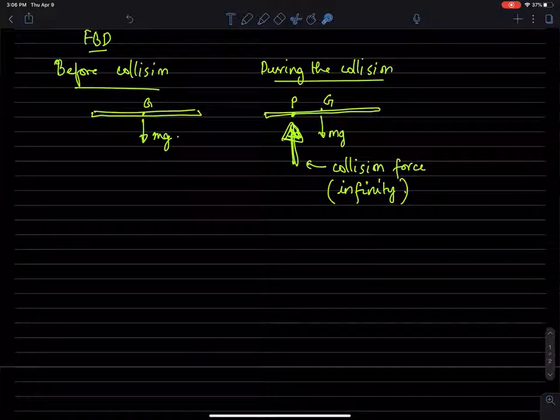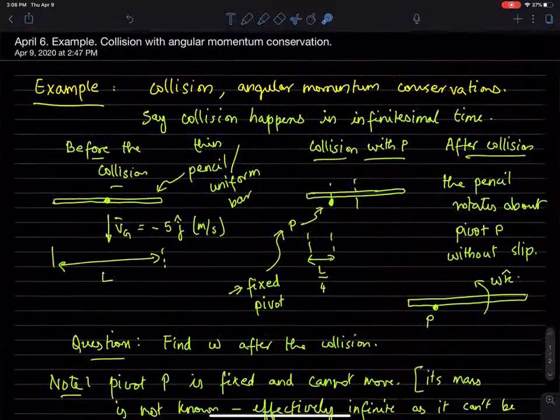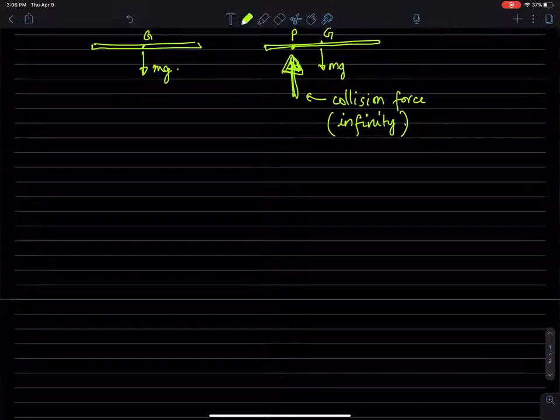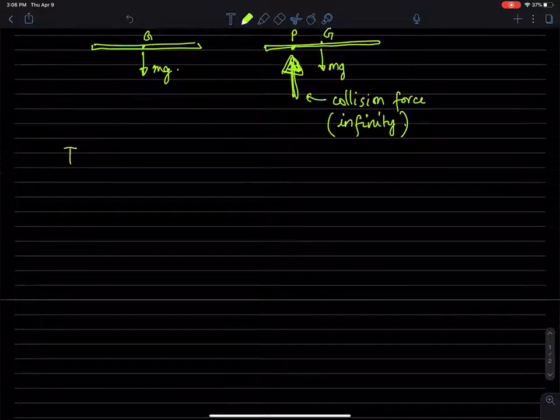So what can we use? It turns out we can use angular momentum balance about point P. If you take angular momentum about point P, the only infinite force is this collision force, but that's going to have zero moment about this point. And there's a finite force which has a moment about point P, but that finite moment integrated over a very short period of time has no effect, right? So let's take moments.